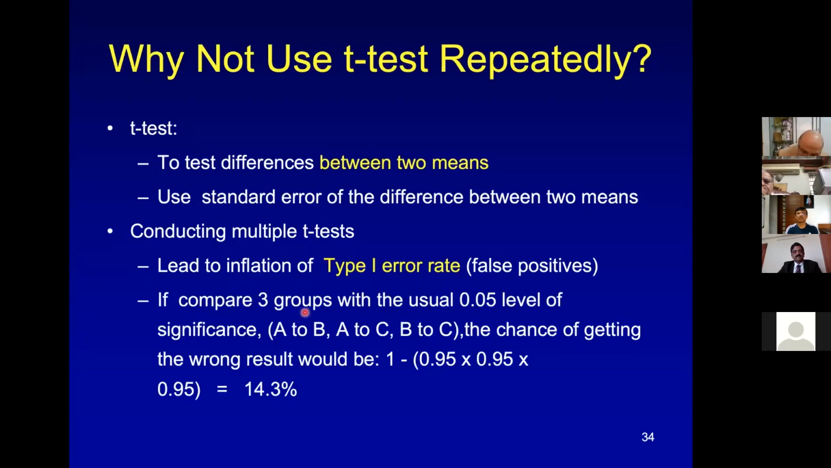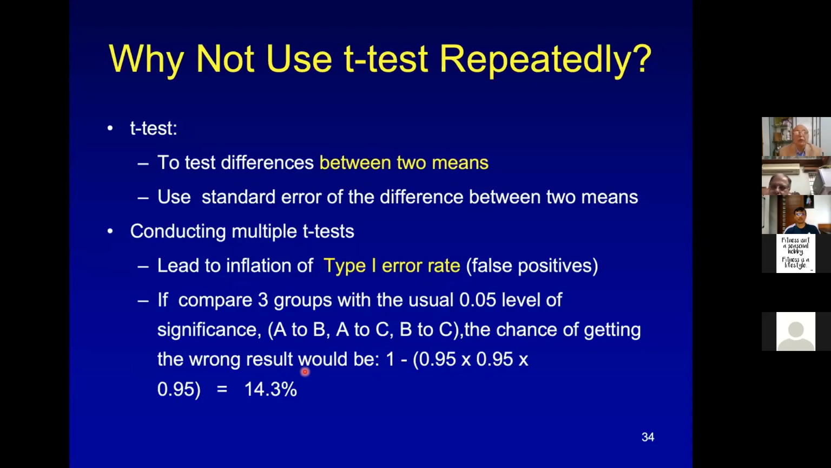If you compare three groups with the usual 0.05 level of testing, A and B, A and C, and B and C, the chance of getting the wrong result is 0.95 times 0.95 times 0.95. And I'm sure we all remember 0.05 is the usual significance level we set. If you multiply all of this and subtract it from 1, we get 14.26 to be precise, a 14.3% error rate.